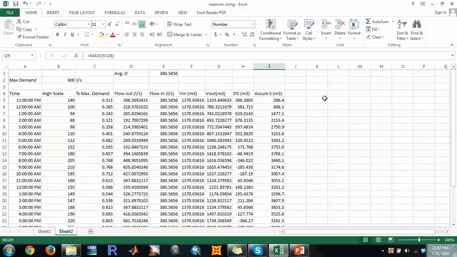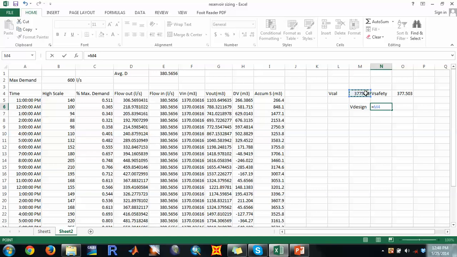So this is the calculated volume. V calculated is equal to 3775.03. For safety, you might consider, usually you consider 10% of the total. If you consider 10%, which is 100, this is the safety value. So V for design should be equal to this plus this one. This is the total volume for which you should be designing your structure.